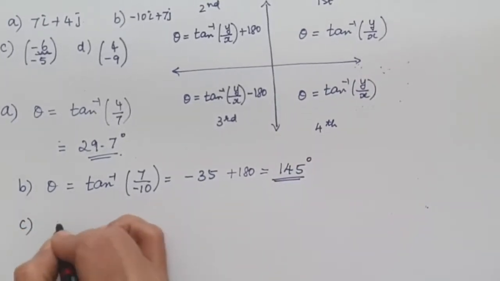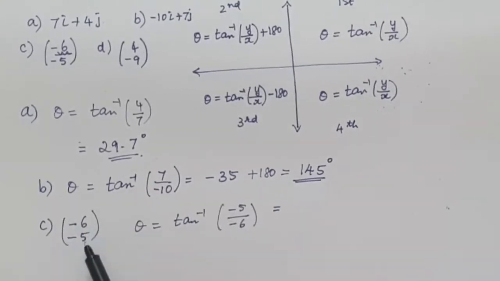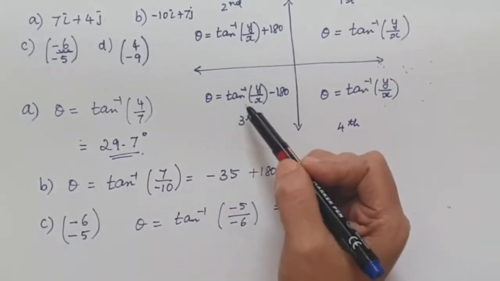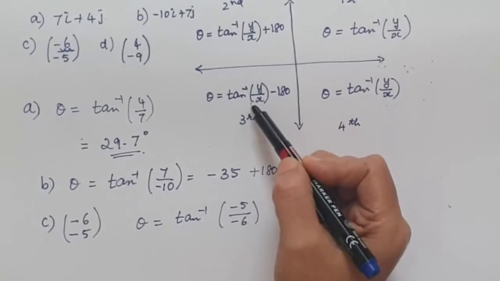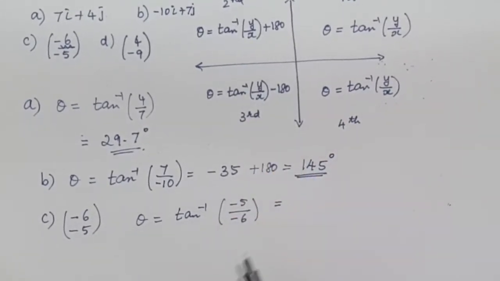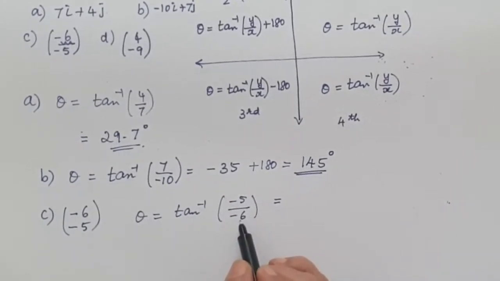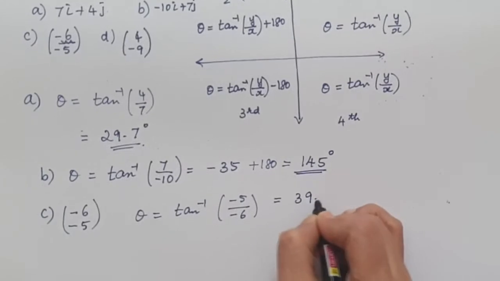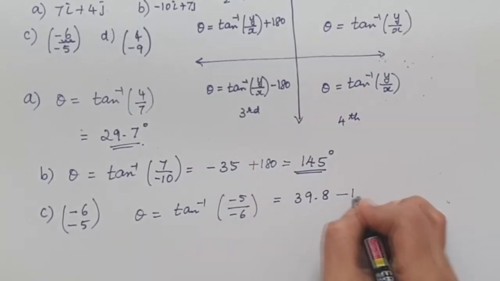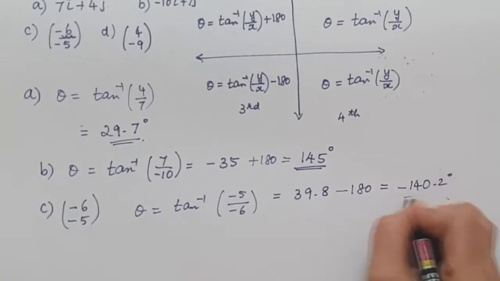Now the C part, minus 6, minus 5. Negative 6, negative 5 is in this quadrant. In this quadrant, x is also negative, y is also negative. So here in this quadrant, we need to subtract 180. So we take tan inverse of minus 5 over minus 6. So it is 39.8. Then we need to subtract 180 from this. So our answer is minus 140.2 degrees.